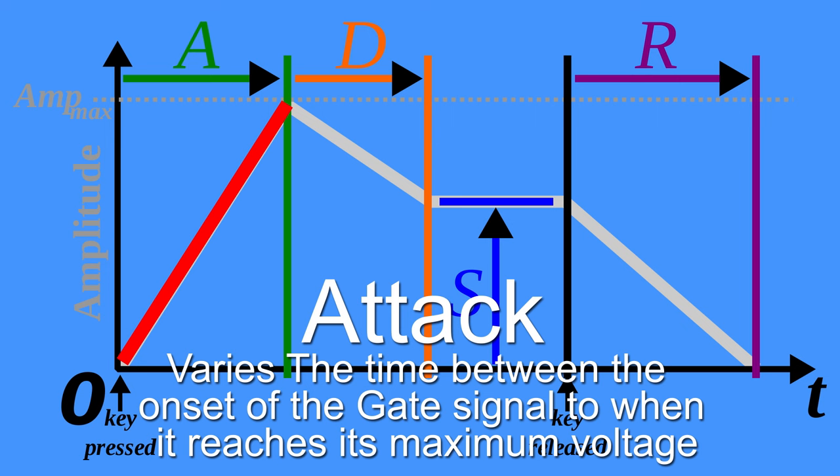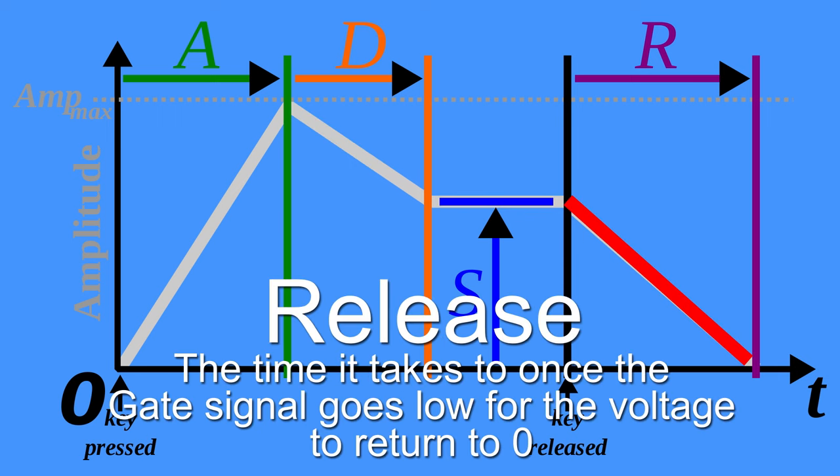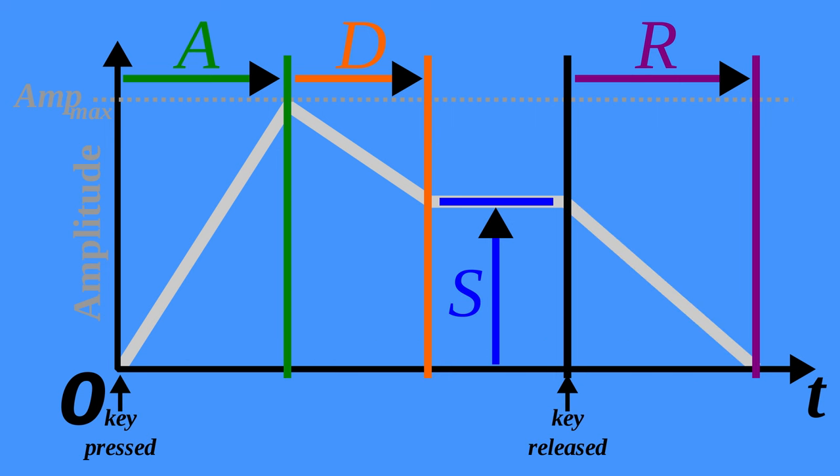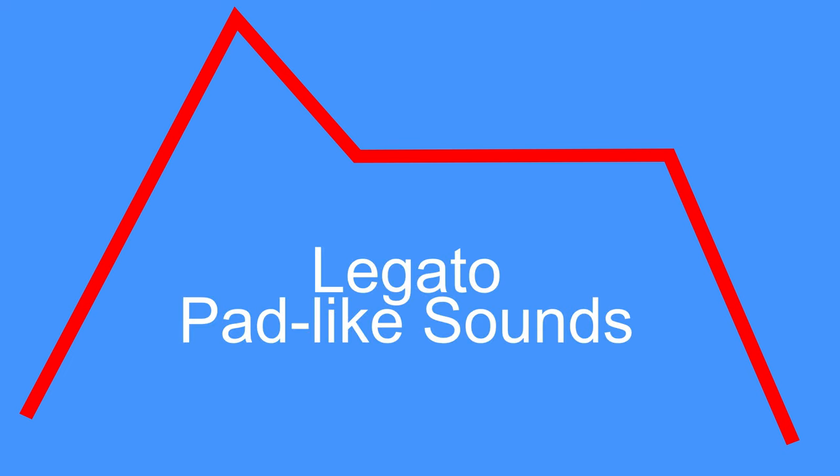Stage 2 of an ADSR is decay, the time it takes to drop to the stage 3 level, known as sustain. Stage 4 is release, the time it takes once the gate signal goes low for the voltage to return to zero. The application of the EG will greatly affect the shape of the sound. Using short attack, decay, and release settings, and a low sustain setting, plucky percussive sounds can be attained. Conversely, longer times and higher sustain will offer up legato pad-like sounds. And of course, there's everything in between.